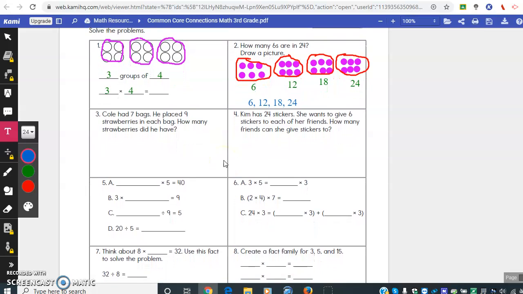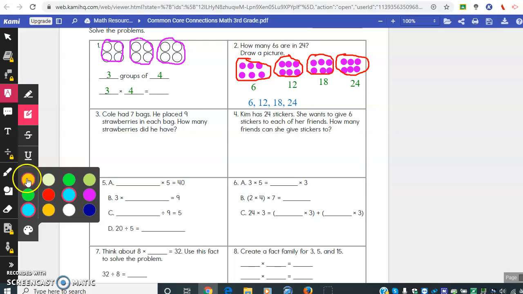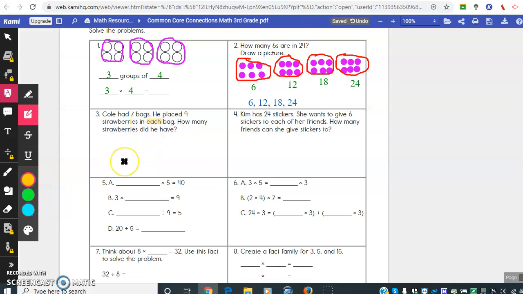The next one, number 3, says, Cole had 7 bags. He placed 9 strawberries in each bag. How many strawberries did he have? So the first thing that I notice is I have the word each. And we know when we see the word each, we're probably multiplying or dividing. But it always helps to go back and read everything in the story.